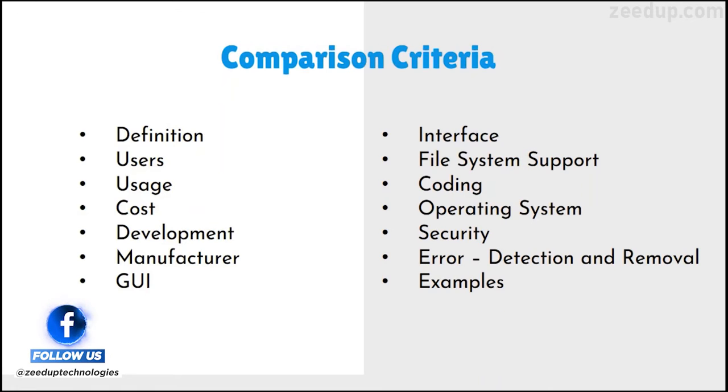The first criteria on which we are going to compare the two is their definition. If we talk about Linux, Linux is an open source operating system that is freely available to everyone. Each and everyone could use it, could customize it, could redistribute it. Unix, on the other hand, could only be used by its copyright holders or the people who have purchased it or have acquired its license.